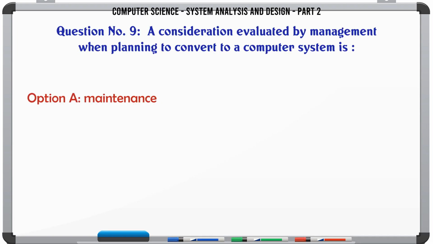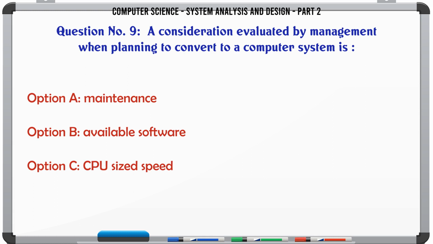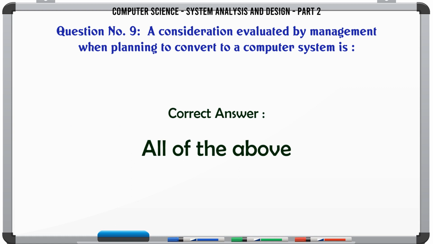A consideration evaluated by management when planning to convert to a computer system is A. Maintenance. B. Available software. C. CPU size and speed. D. All of the above. The correct answer is all of the above.